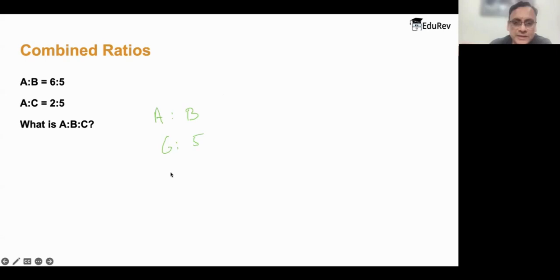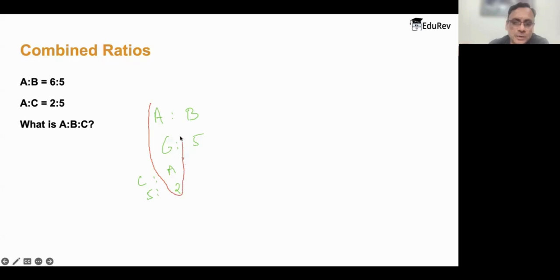I also have A is to C, which I'm writing like this, 2:5. Right? So I have two different ratios. A is common in them. You can see that A is common in both of them.